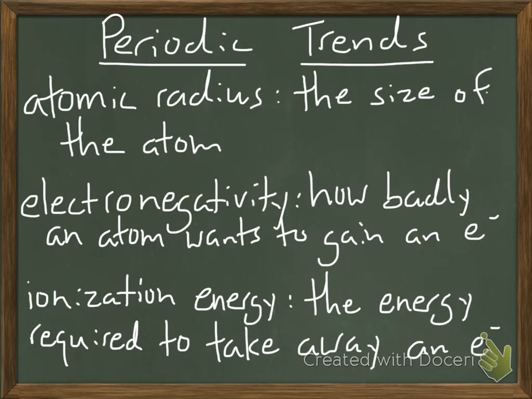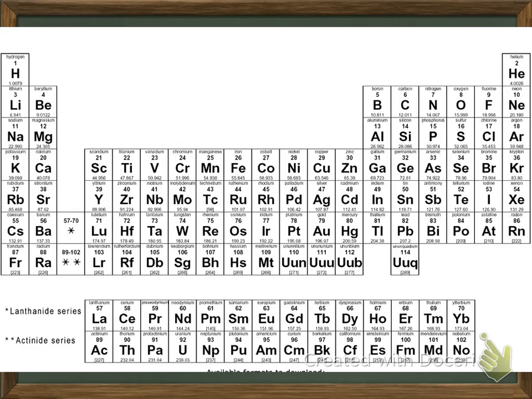Let's talk about some periodic trends, meaning patterns that happen across the periodic table. The first one is atomic radius. That means the size of the atom, so like literally how big it is. For example, a bowling ball has a bigger radius than a ping pong ball. So if we look at the periodic table, we can sort of eyeball which ones are going to be bigger, which ones are going to be smaller.